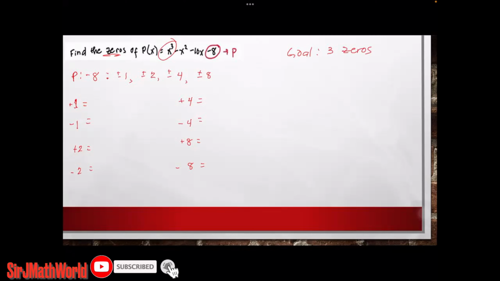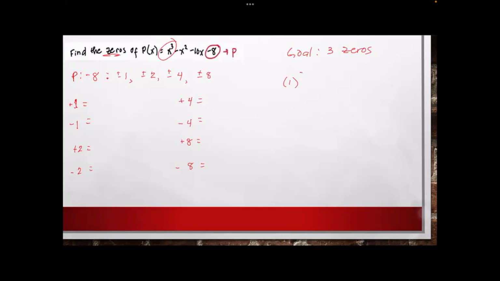Now, I want you to use your calculator. What we will do is substitute the positive 1 into x cubed minus x squared minus 10x minus 8. You will type in your calculator 1 cubed minus 1 squared minus 10 times 1 minus 8. We will substitute all of these, positive 1, negative 1, positive 2, negative 2, positive 4, negative 4, positive 8, negative 8, into our given using the calculator. But what we want is three zeros. Once you have three zeros, stop. No need to continue; for example, if you already got three zeros from 1, negative 1, 2, and negative 2, never mind the others. Our goal is just to get three zeros.